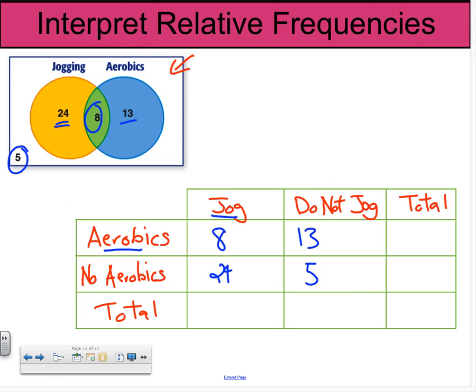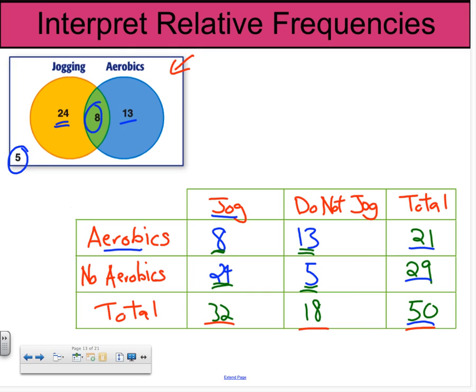All right, so now we've created our two-way table. We've used the Venn diagram to come up with our information. Now let's come up with our totals. We have 8 plus 13, which is 21. We have 24 and 5, which makes 29. Then we have 8 and 24, which equals 32. And here we have 13 and 5, which equals 18. Together, this should equal 50. Notice how 21 and 29 together equals 50, but also 32 and 18 equals 50. So that's really good. Now we simply do the relative frequencies, but we have to look back at the question.